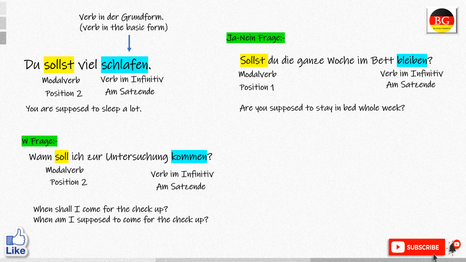If the answer is yes, then how can we give the answer? Ja, ich soll die ganze Woche im Bett bleiben. If the answer is no, then how to frame it? Nein, ich soll nicht die ganze Woche im Bett bleiben.